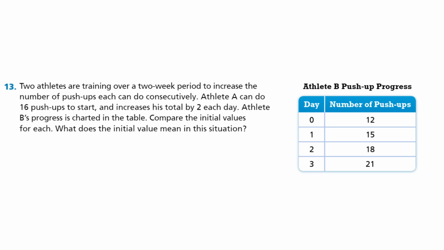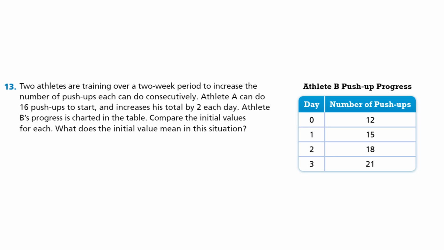This instructional video is over textbook page 182. Two athletes are training over a 2-week period to increase the number of push-ups each can do consecutively. Athlete A can do 16 push-ups to start and increases his total by 2 each day. Athlete B's progress is charted in the table. Compare the initial values for each. What does the initial value mean in this situation?